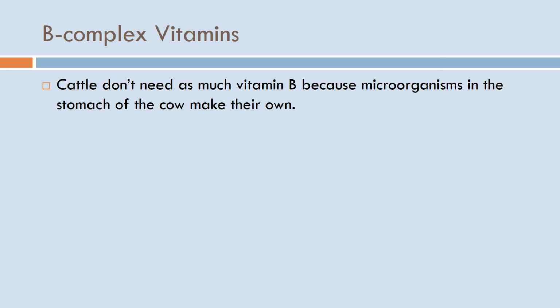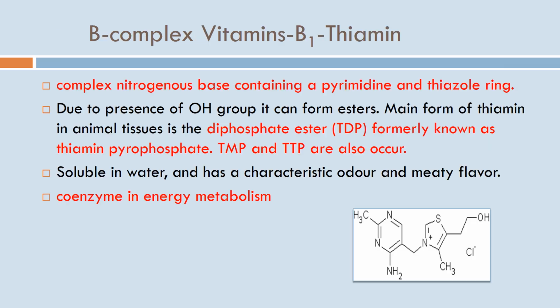B complex vitamins are required on a daily basis because these are water soluble vitamins and they are not stored in the body. In case of cattle, we don't need as much vitamin B because the microorganisms in the rumen are capable of synthesizing the vitamins. But in case of monogastric species, we should be very careful and look at the requirement and the presence of these vitamins in the diet of the individual.